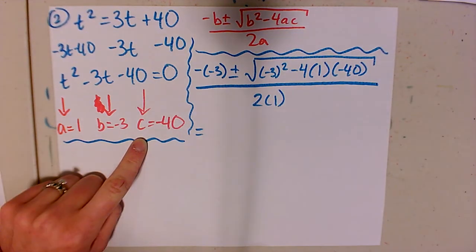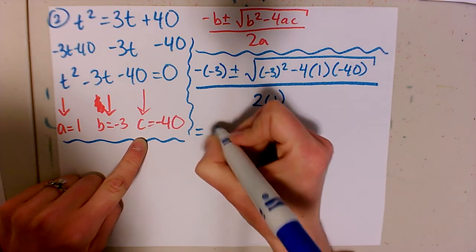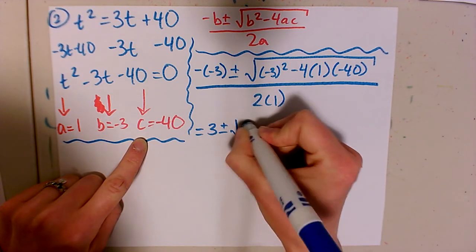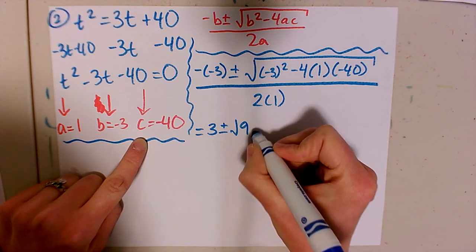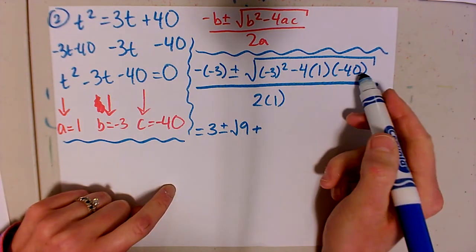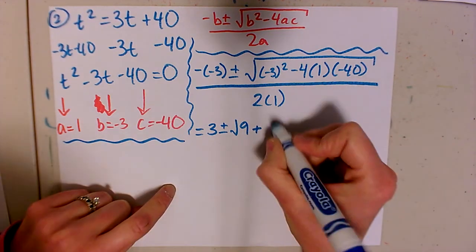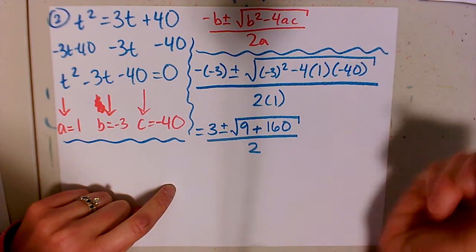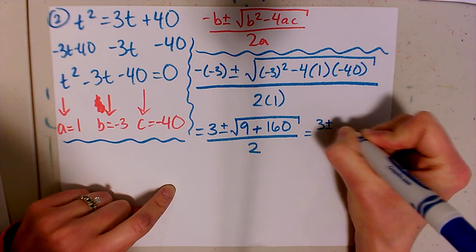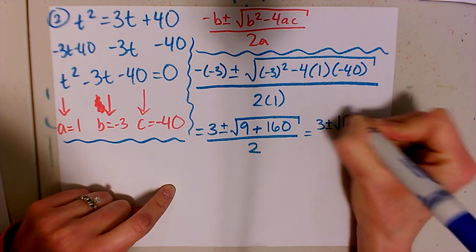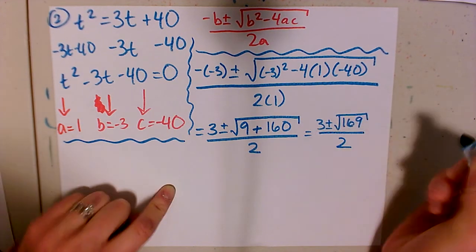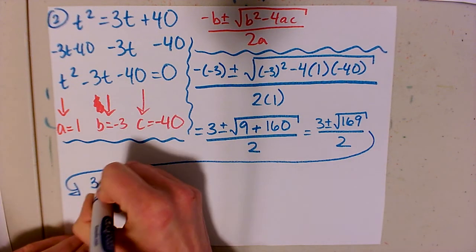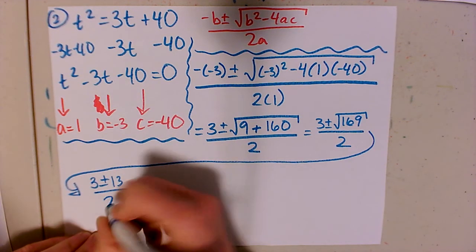So next step, this is going to be positive 3 plus or minus the square root of 9, and I have another double negative here, so that'll be positive, and then 4 times 40 is 160, all over 2. So this is 3 plus or minus the square root of 169 over 2. Okay, and the square root of 169 is 13. So we have 3 plus or minus 13 over 2.